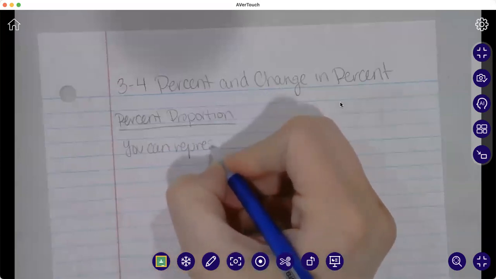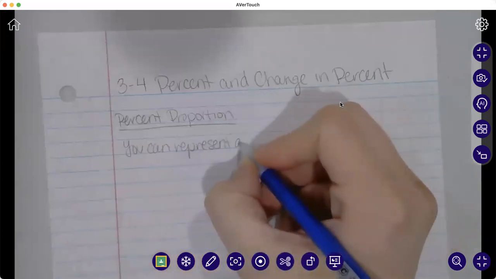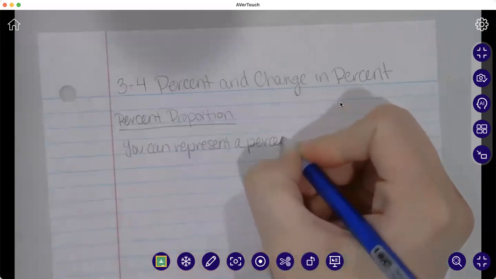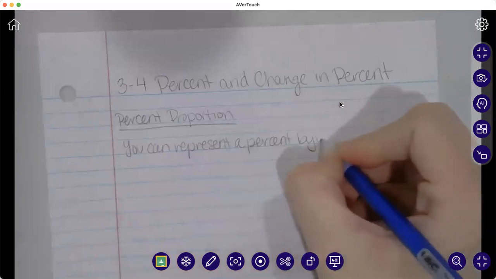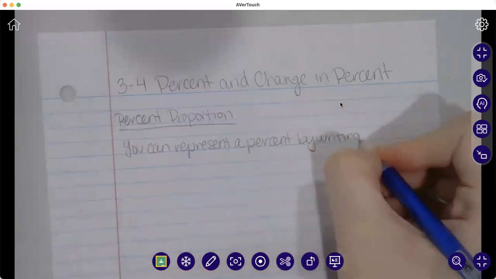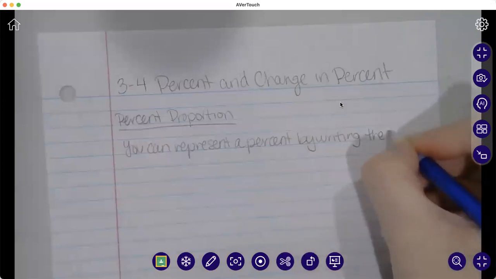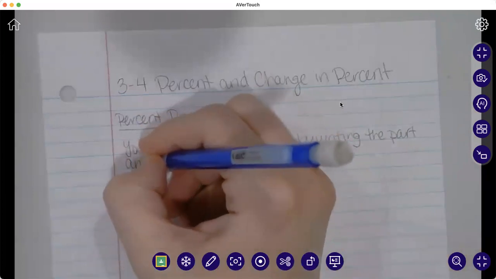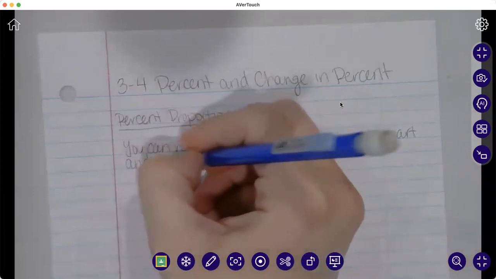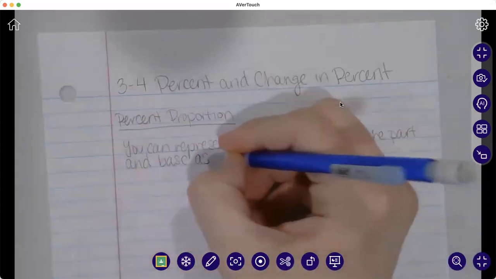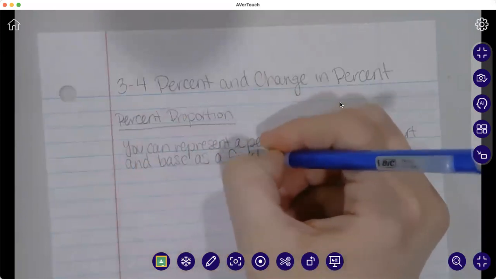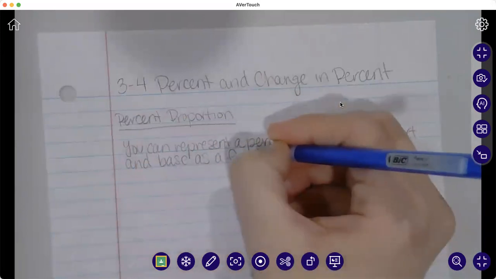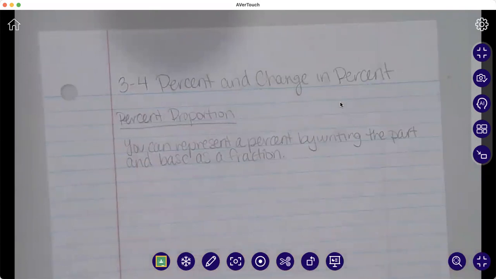So you can represent a percent by writing the part and base as a fraction. In any percent problem, you're going to have a part and you'll have a base. And we want to set that up as a fraction.